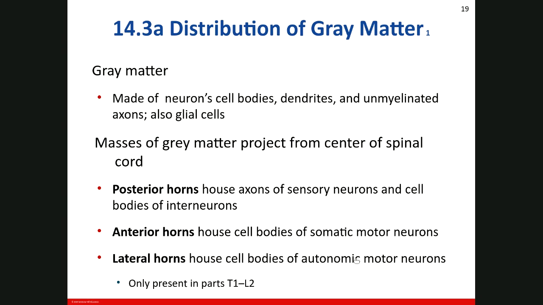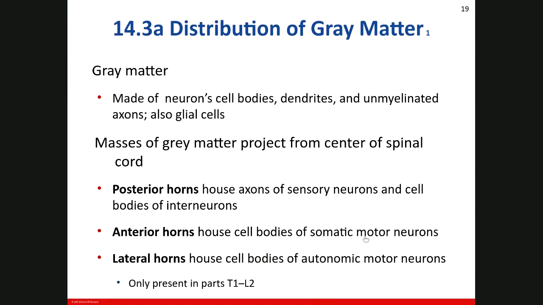Okay, I talked about the distribution of gray matter for you. I told you that the gray matter is divided into different horns. One of them is the anterior and the other one is the posterior horn. The posterior horn is the part which can receive a stimulation. It can house the axons of sensory neurons and the cell bodies of interneurons for us. The anterior horn is the horn which can house the cell bodies of somatic motor neurons.